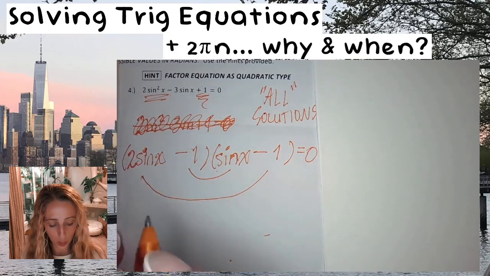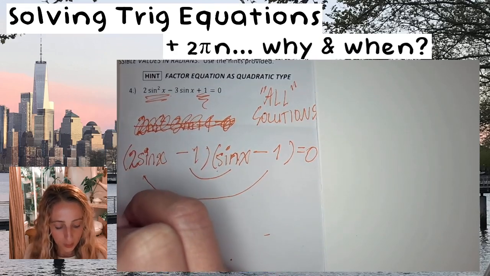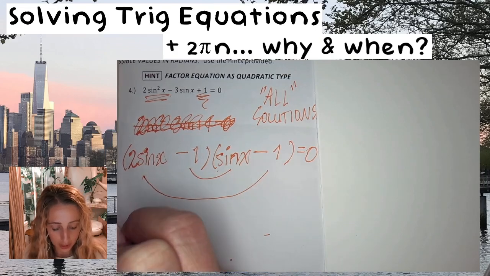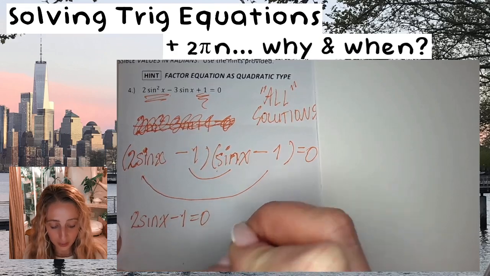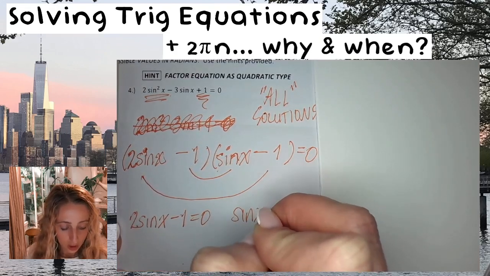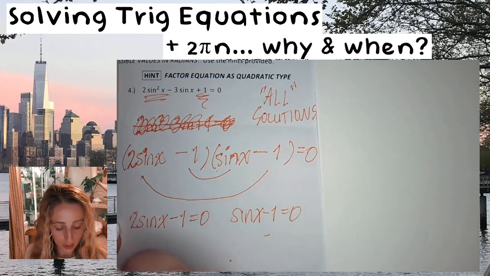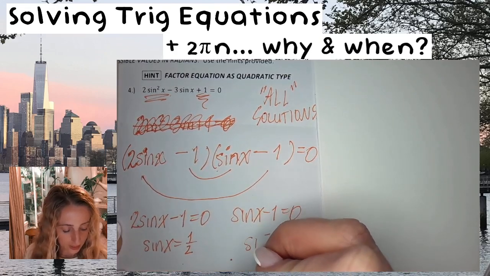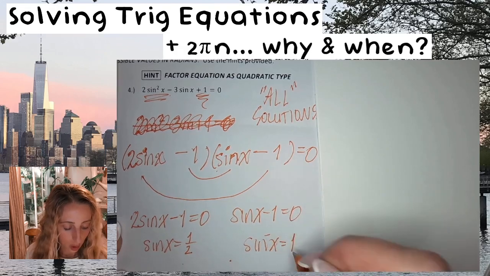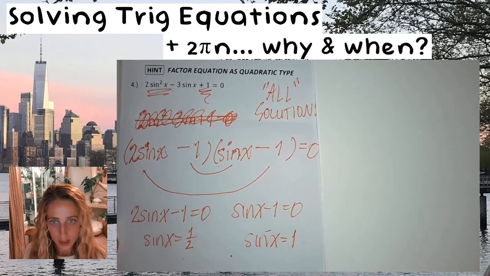Again, if you need more support, please go look at the playlist. Once something is factored, and it had to be equal to 0 first, we use something called the zero product property. That means you take each factor and individually set them equal to 0. So that's what I'm doing right now. Then I'm going to add 1, divide by 2. So I have sine x is equal to 1/2, and then I have sine x equals 1. Now I'm going to solve both of those.